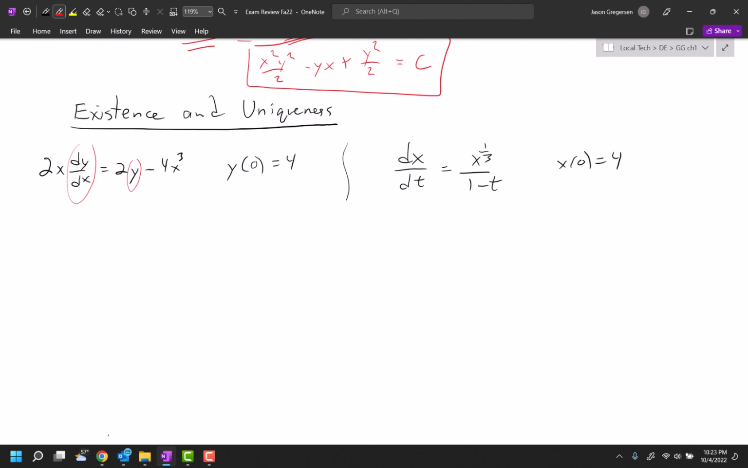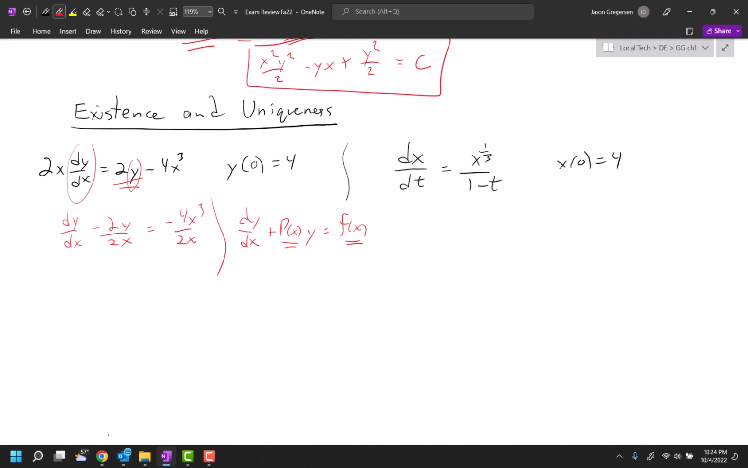So if it's linear, then I can put it in a standard form. In this case, I would have to divide through by my 2x, and I have to subtract over my 2y. So I subtract over 2y, divide through by 2x. Negative 4x cubed divided by 2x. So I'm putting my differential equation into the form dy dx plus some function of x times y equals some function of x. And our theorem states that we're basically checking p of x and f of x to see if there's any x values that break stuff.